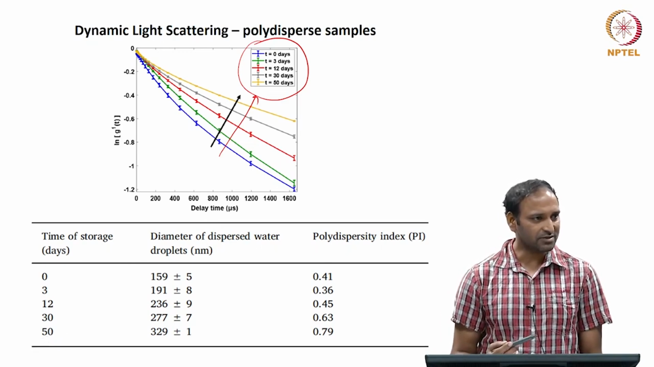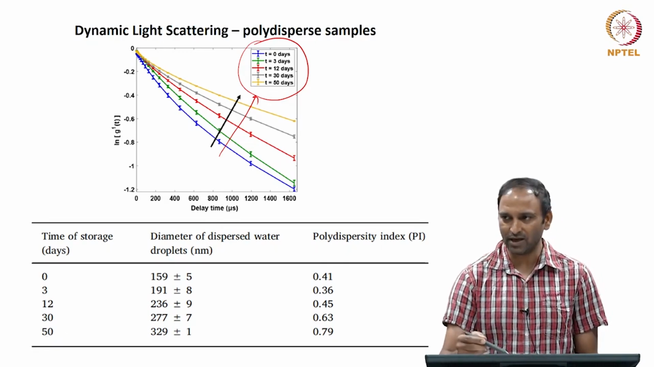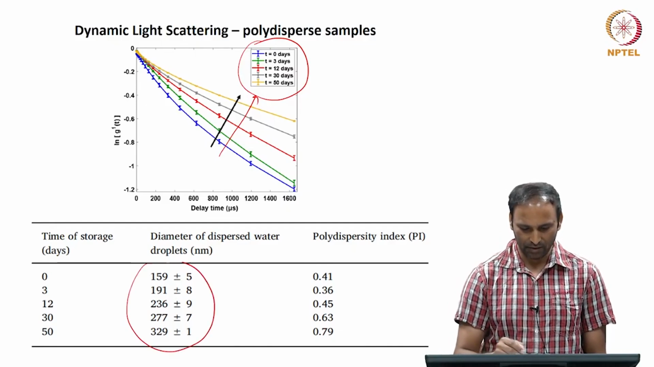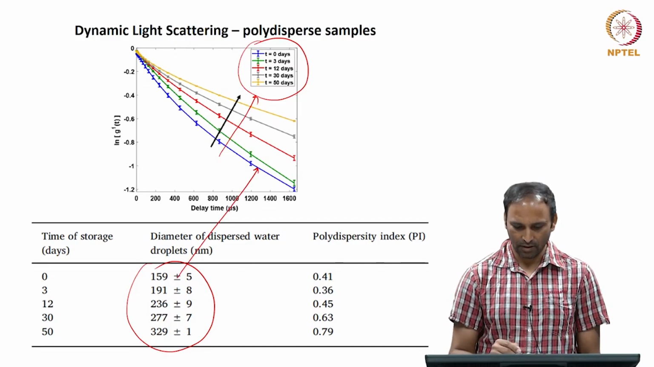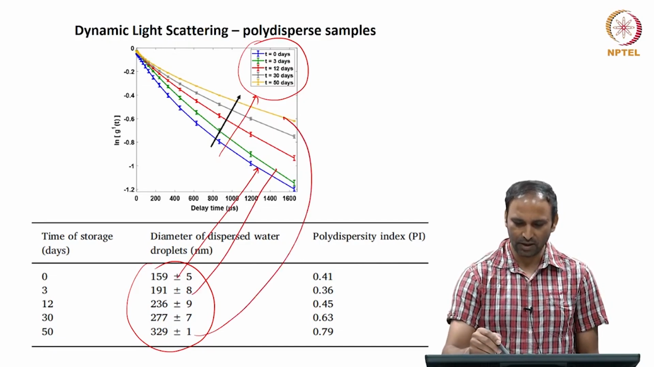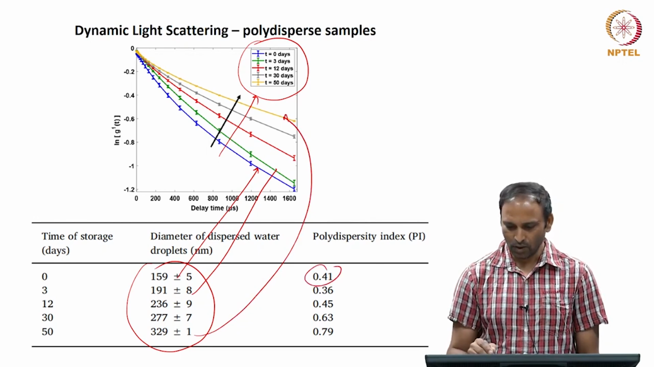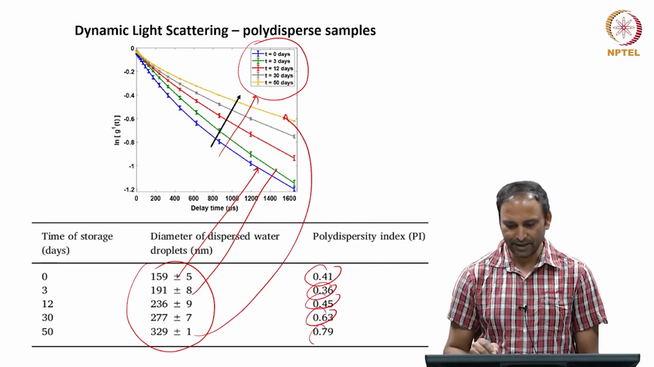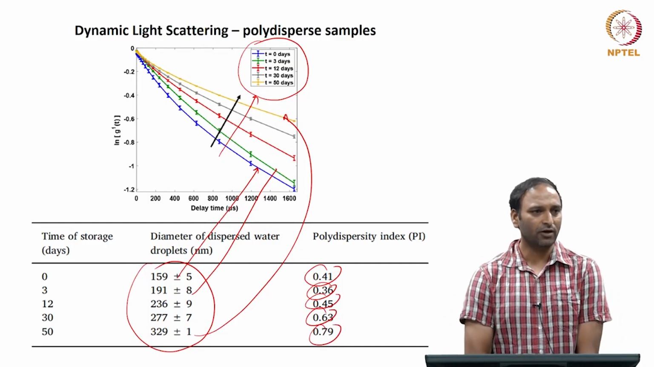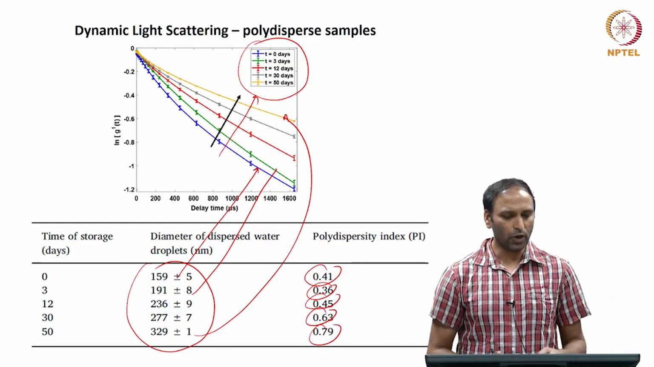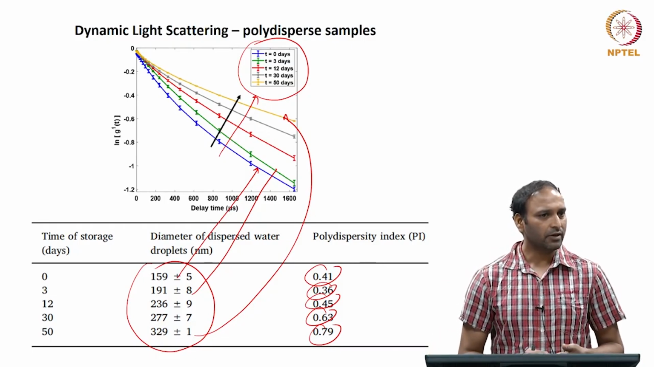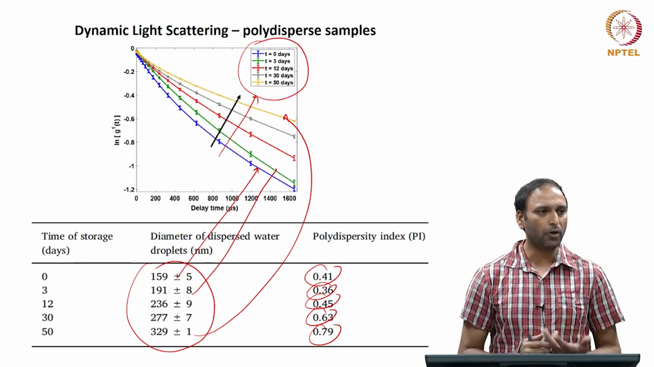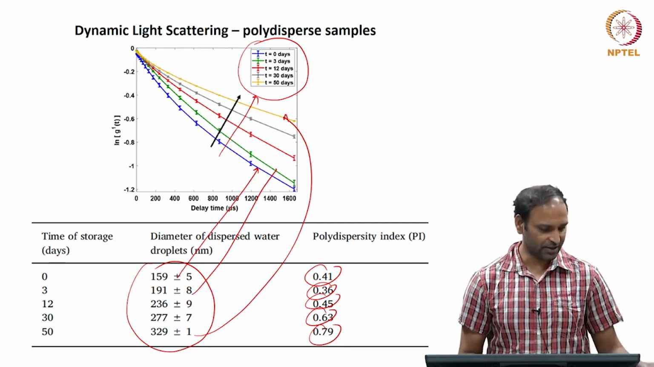There is a change in the size as you wait for many days, and that is the data that you obtain. For the first sample, that is the size. Second sample, that is the size, and for the last sample, that is the size, and I can extract what is called a polydispersity index. So you can work with either monodispersed samples or polydispersed samples. You can extract the size or the polydispersity index from such measurements.